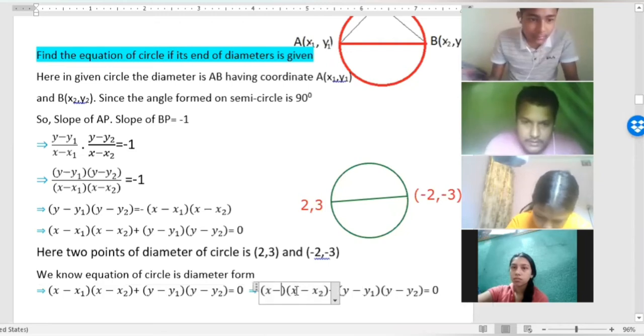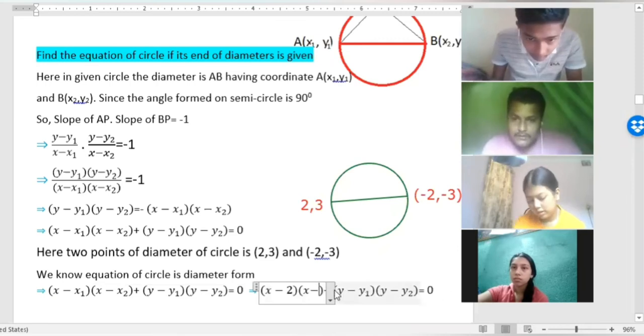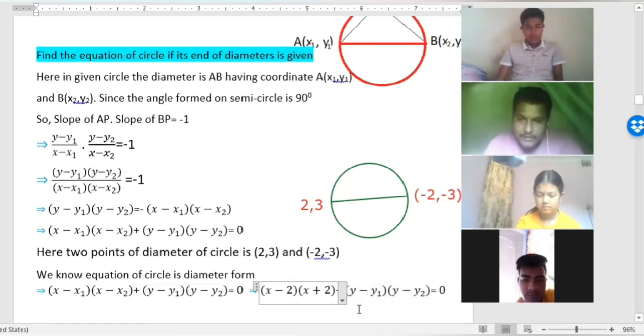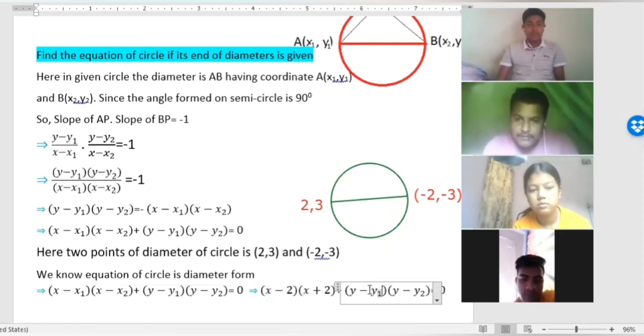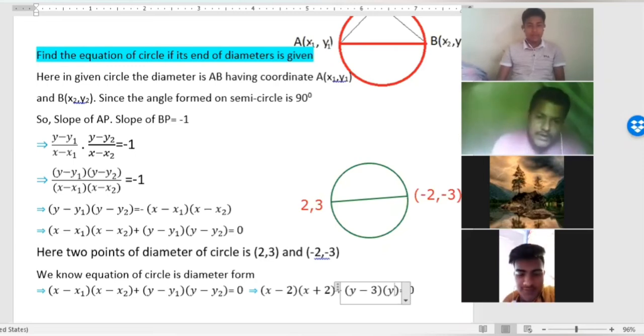Then x1, what can you write? x1 means 2, x2 means minus 2. So x minus 2 and x minus (minus 2), so directly can you write plus 2? And what is y1? 3. And y minus y2 means plus 3, since y2 is minus 3.